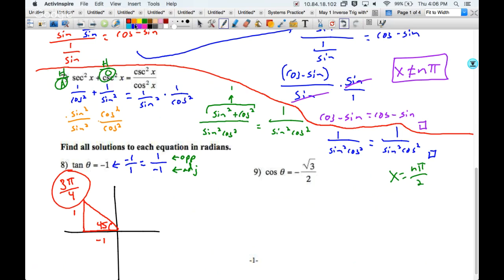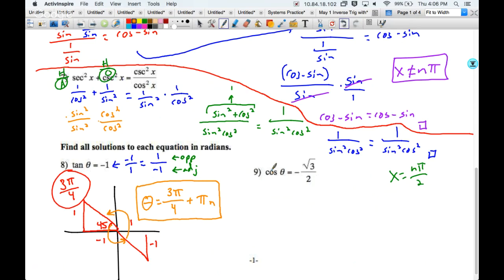And then the other triangle is down over here with an adjacent of 1 and opposite of -1. But this angle always happens exactly 180 after this one here. So to state my answer, I just have to say theta equals 3 pi over 4 plus pi n. And then that will give me this angle. And then I'll rotate another half revolution. I'll get back to a coterminal angle here. Coterminal, coterminal, on and on and on. That is my solution for number 8.